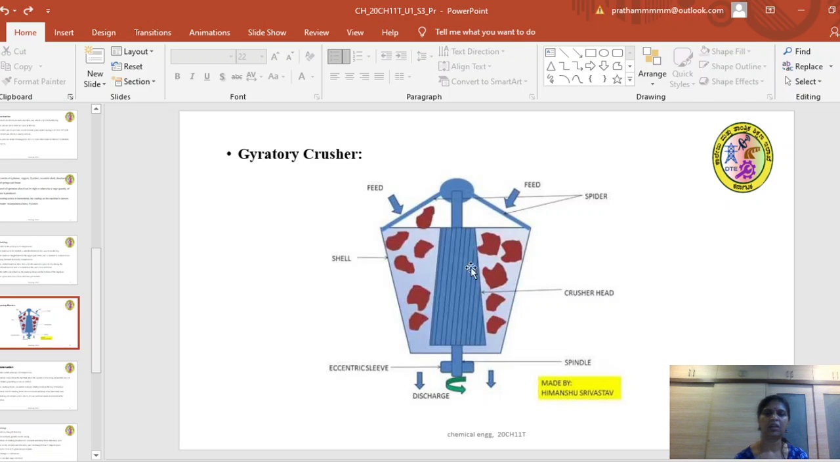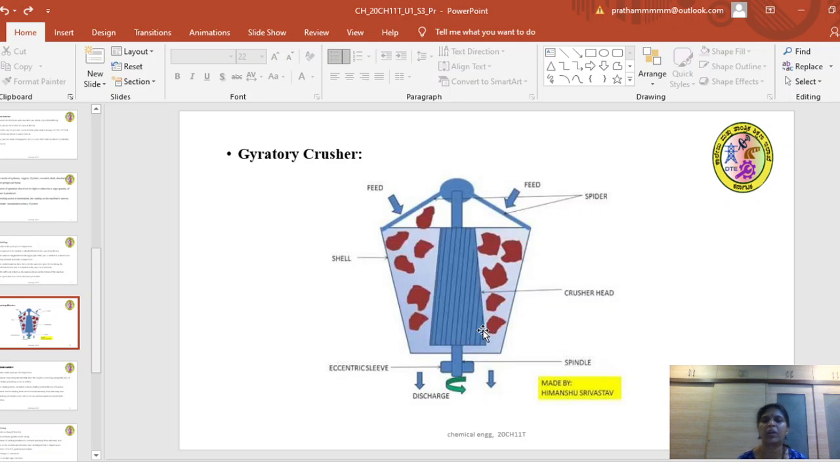Here you can see the diagram of the gyratory crusher. By seeing the diagram, you should analyze how the equipment exactly looks. The equipment consists of a cone-shaped shell, inside which is a crushing head, and the feed is admitted at the top opening. Then there is an eccentric sleeve and the spindle, which helps in the rotation of the crushing head. The discharge takes place at the bottom of the shell. The space between the wall of the shell and the crushing head is very small.